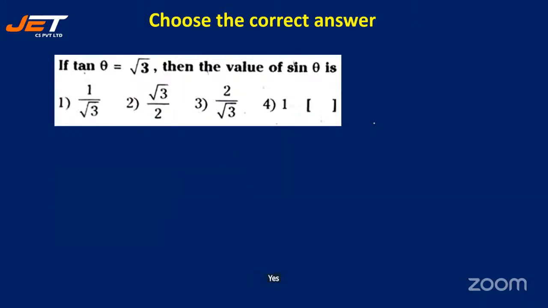Tan theta is root 3, then the value of sine theta is dash. So tan theta is root 3. So what is tan theta? Opposite side by adjacent side, isn't it? So that is root 3. So what is it that you need to find out? With this, you can find out your hypotenuse. Just try, students.